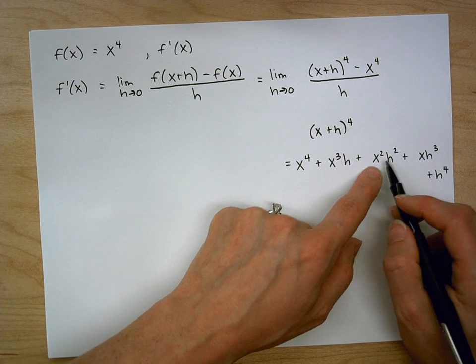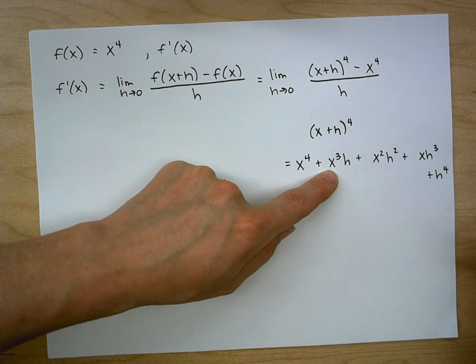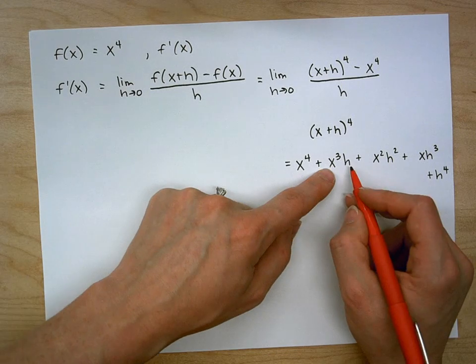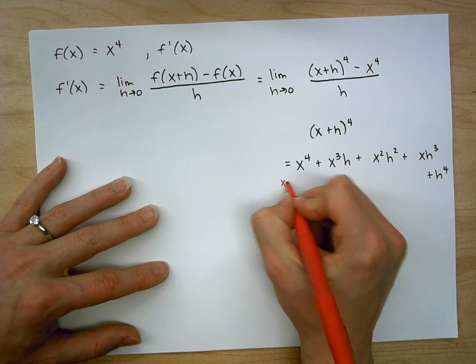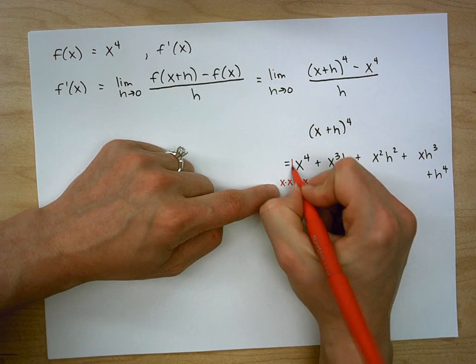So that's why we don't have two different possibilities here. Those are all the different kinds of combinations that I could have. Notice x to the 4th. The only way I could make that is with 4 x's, so we have a coefficient of 1.